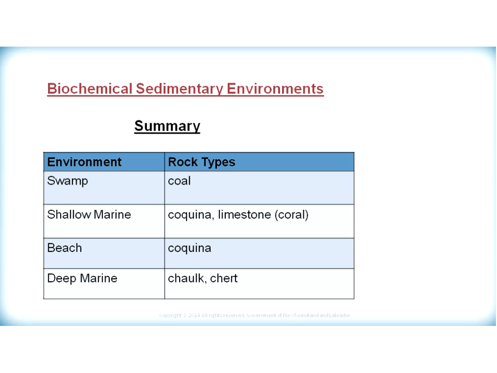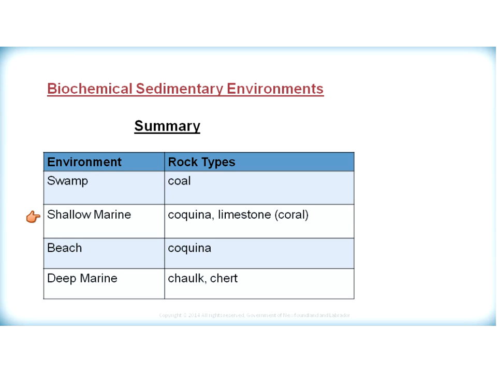If we look at the environments in which these biochemical sedimentary rocks form, the first environment will be a swamp environment. Swamp environments or bog environments, where there are vast amounts of vegetation, will potentially form into coal if conditions are right and the swamp or vegetative environment gets buried by sediment.